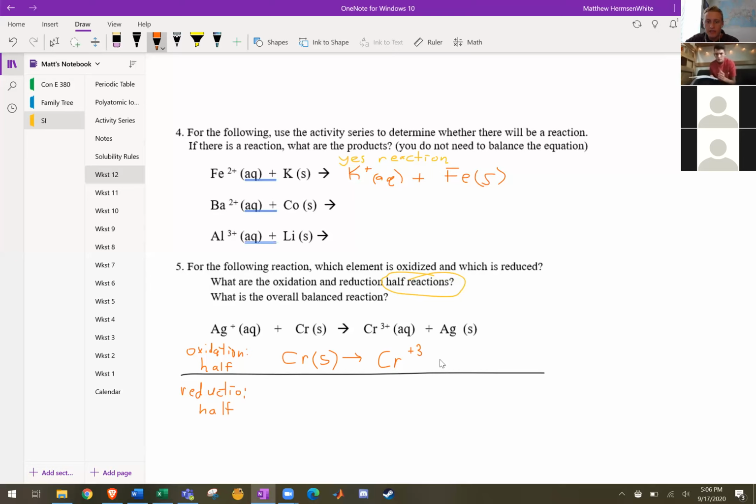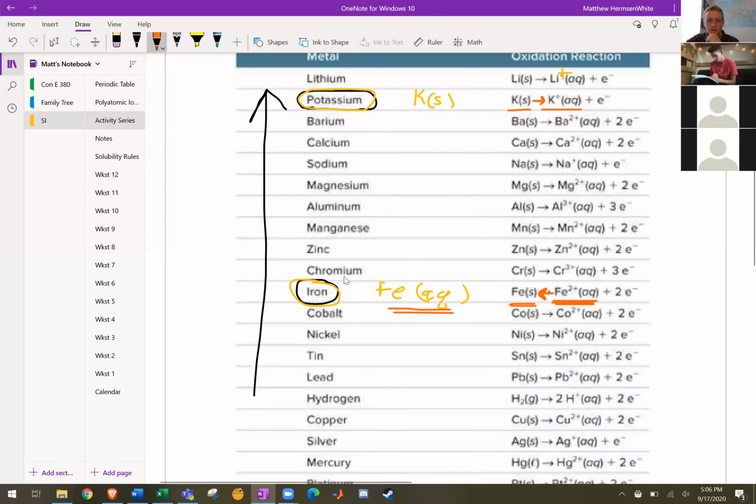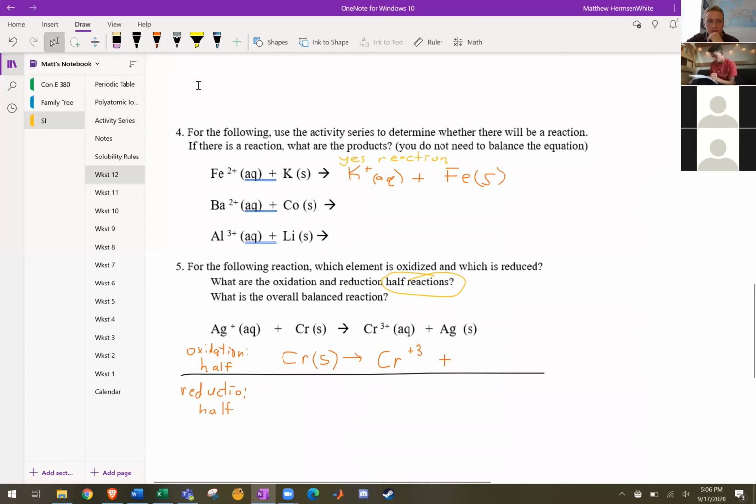Now, what else do we put here? There's something else we put here. Anyone know what it is? The electrons that are gained or lost. Yes, and where would you find that? The table. Right, so we run over to the activity series and see where's chromium. Here's chromium. This goes to 3 plus, 3 electrons. So this is the plus 3 electrons.